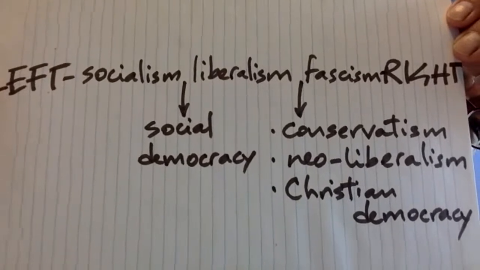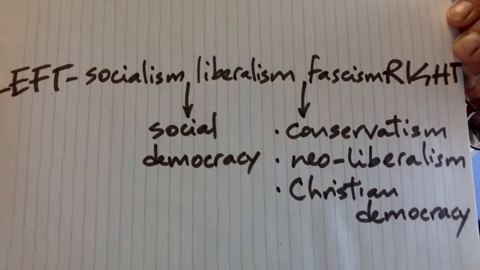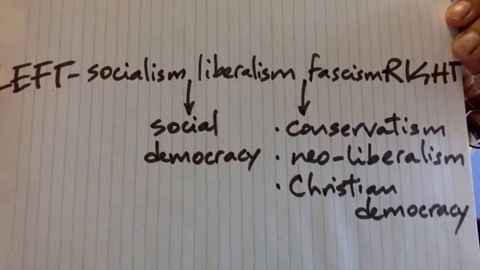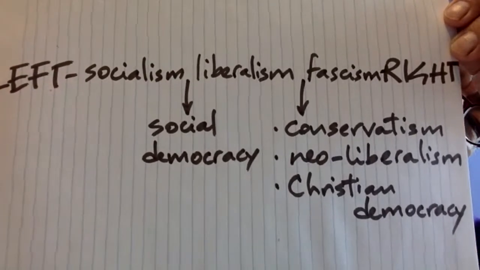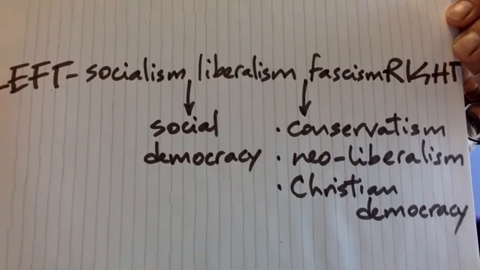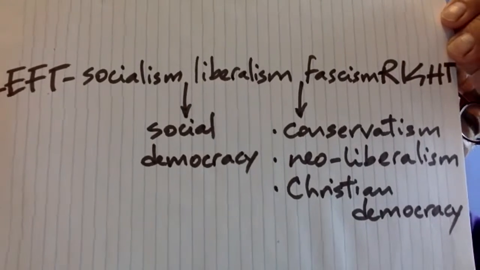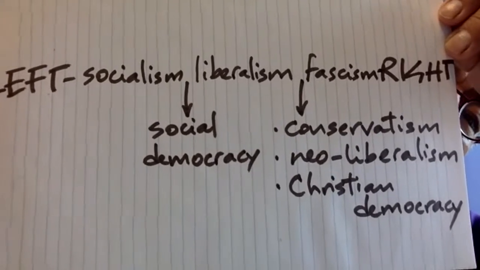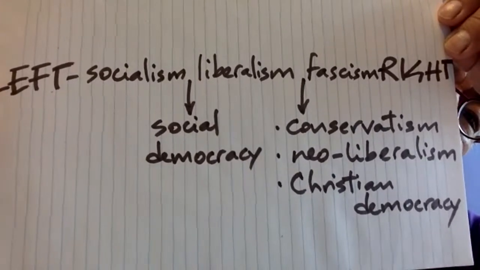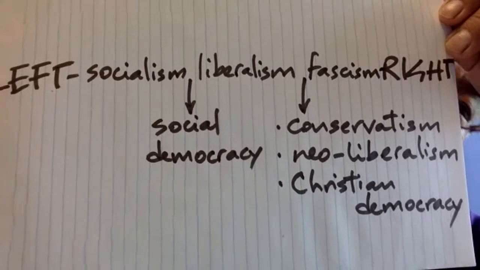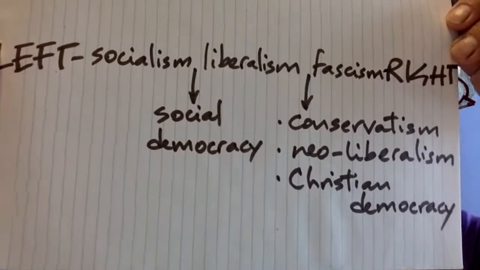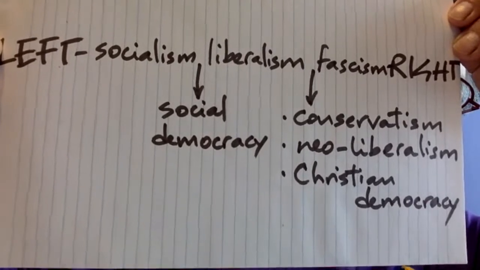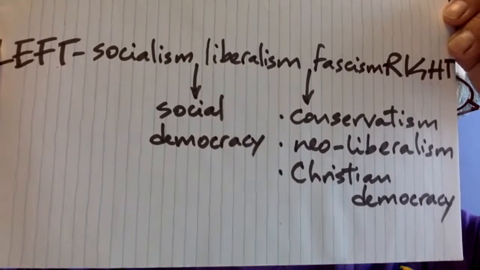So the diagram is very simple. It organizes different types of ideologies along a horizontal continuum. On the left is the left, on the right is the right, and we find different ideologies that are placed in those positions, closer to the left or closer to the right.